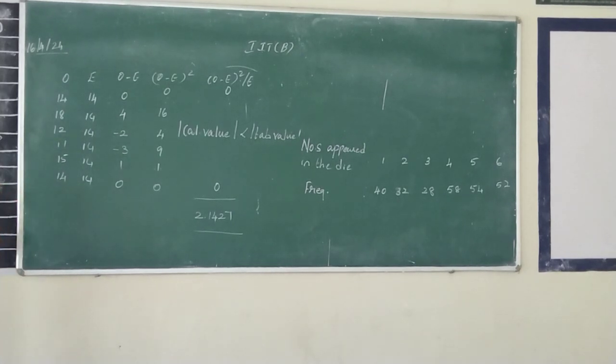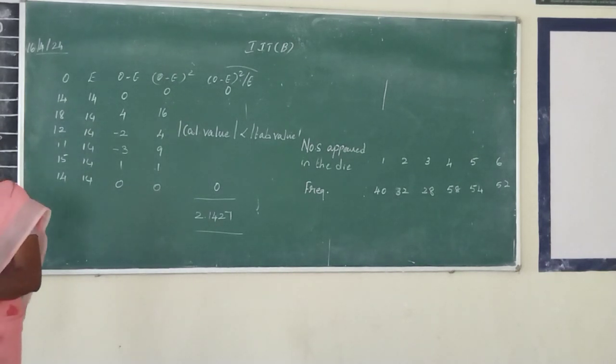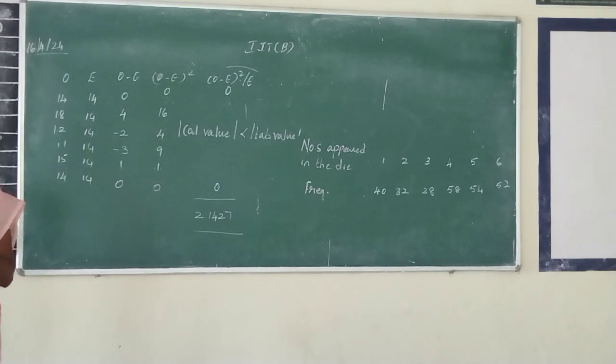So what are you supposed to check? Whether the die is biased or unbiased. What is the H naught assumption now? Biased means not having an equal chance of happening. Unbiased means equal. So H naught is unbiased, which means everything has an equal chance of happening. So always H naught will be unbiased, and H1 will be the biased one.